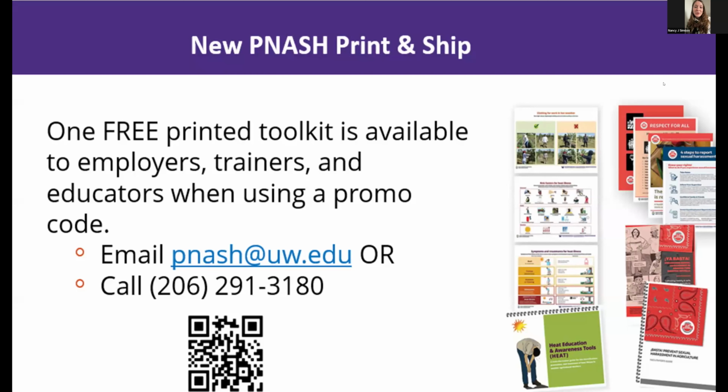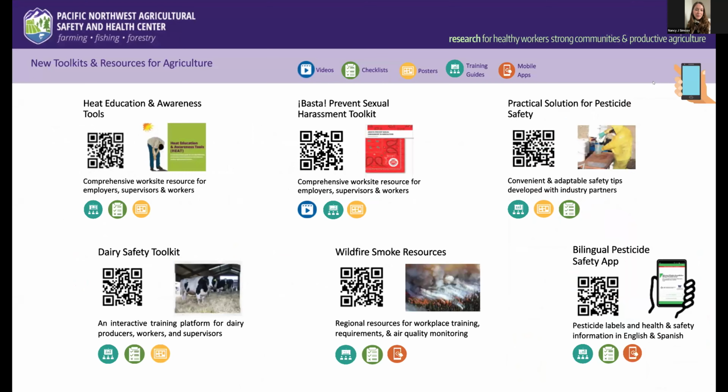We also wanted to promote with you that we have training resources for heat and sexual harassment that are comprehensive toolkits with training posters and a bunch of resources. And we have a print and ship program, so you can order a copy for free. So please contact us or visit the QR code if you would like more information. And we also have a lot of other resources on our website for heat-related illness, sexual harassment, pesticide safety, and others. So we invite you to visit our website if you're interested in other safety resources.